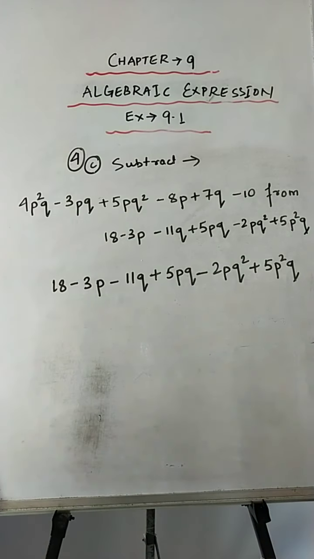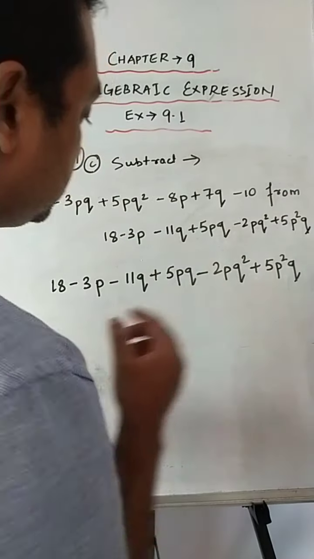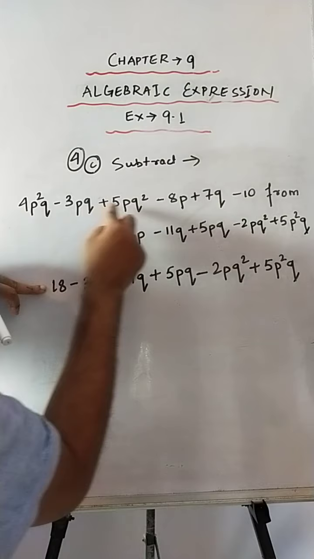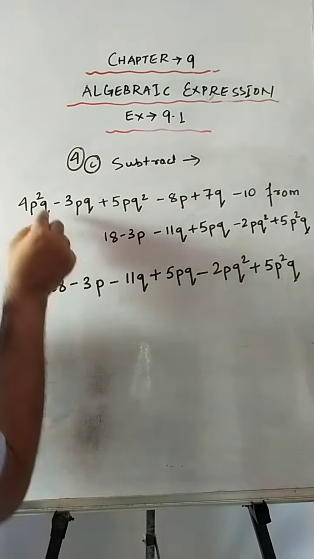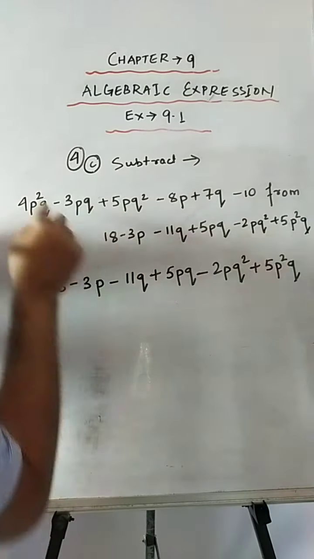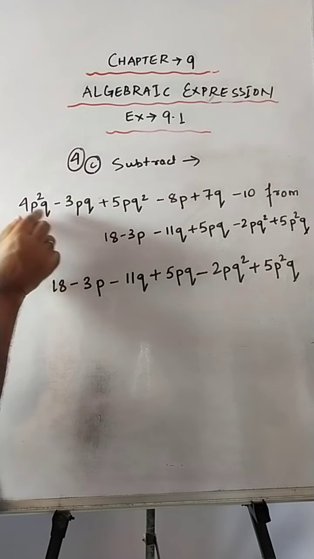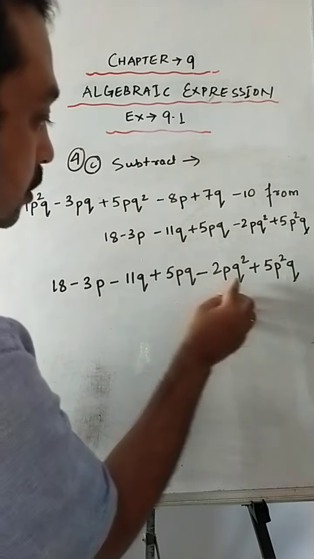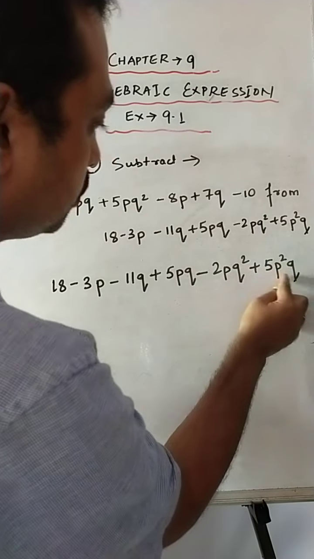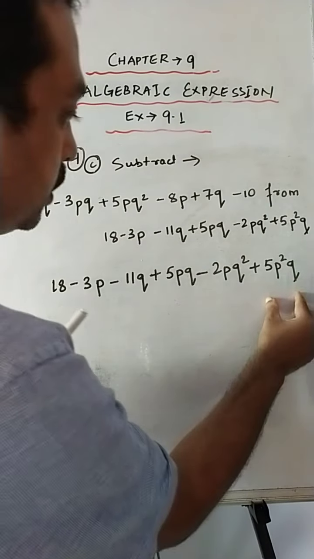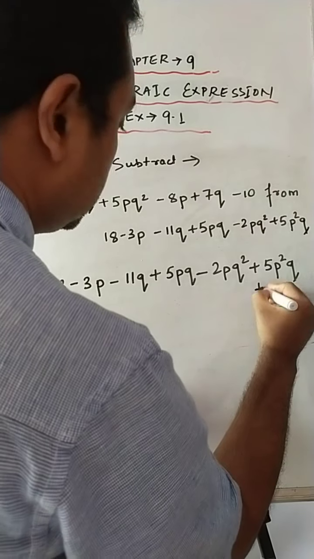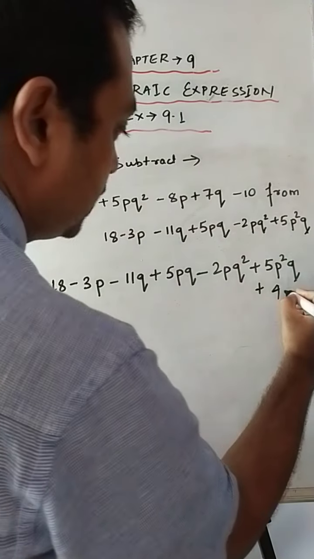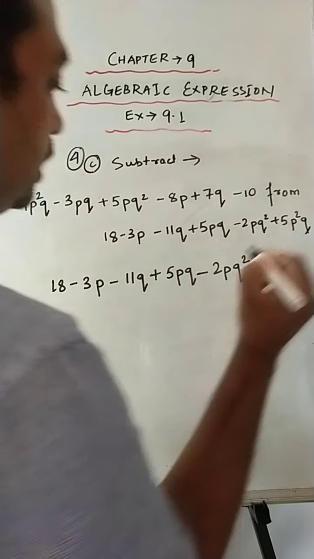Now we have to write the second line. Be careful with the variables, students. So 18, the first term is a constant term. So where we have constant term here? Okay, now we'll start with the first part. What we have? 4p square q. So where is variable p square q? Here we have p square q. So we'll write 4 just below this one. That is plus. No sign is there. That means 4 is having plus sign. Okay, plus 4p square q.